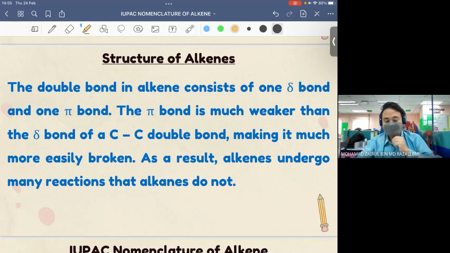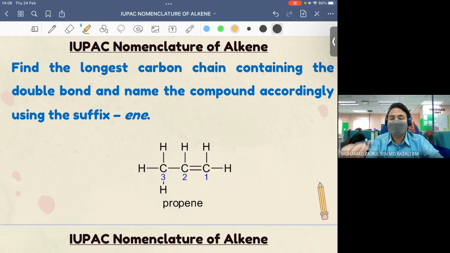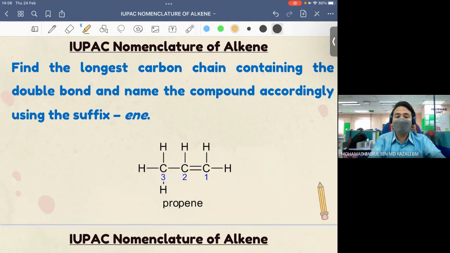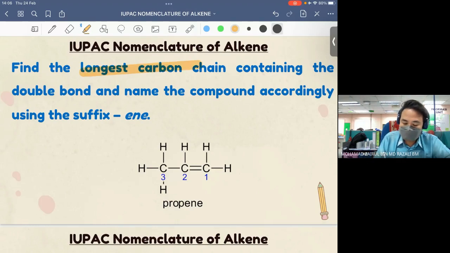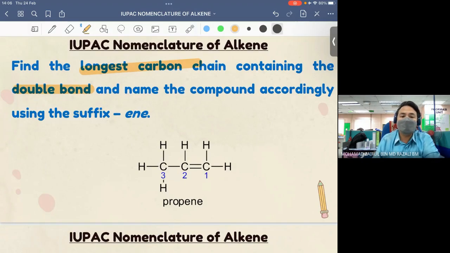Okay, so let's start with the naming dulu. Naming ni saya akan go through very quickly. Sebab apa? Sebab kalau awak dah faham naming alkane, awak dah boleh buat naming alkene. Okay, so sama juga macam alkane, the first step that you need to do is you need to find the longest carbon chain. Okay, tapi since alkene ini kita dah ada functional group, the longest carbon chain itu must consist carbon-carbon double bond. Awak kena cari longest continuous chain yang ada carbon double bond.